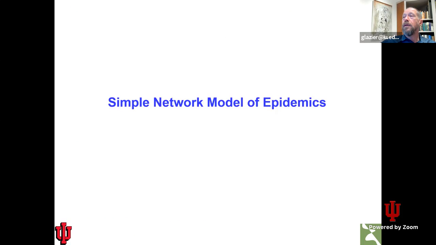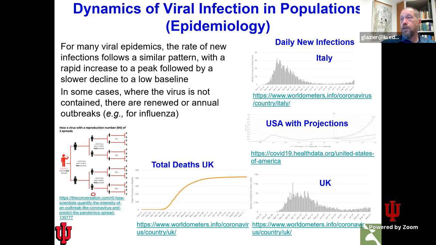Okay. Before I go on to the next slide, one comment is that this pattern is classic. You see an exponential increase in the number of infections. You see a saturation, a peak. It can be either sharp or not. You see a slower decline. And if you're lucky, it goes to nearly zero and stays there. In other cases, there's a renewed outbreak, which seems to be beginning to happen in Italy and the UK. It never went down that much in the United States. It's definitely coming back up now.